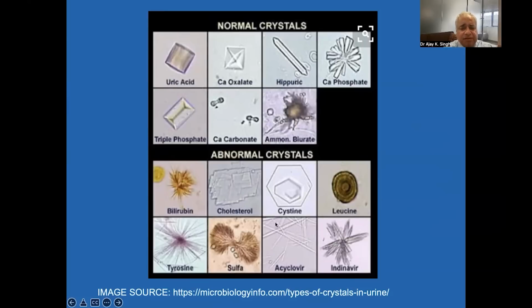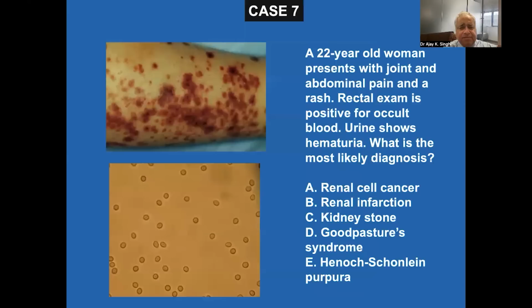And then there are other types of crystals, of which I just want to share with you the cysteine crystal, which is hexagonal with this abnormal-looking thing in the middle, or deformity. And then the acyclovir are these thin, spiky crystals that have a very typical appearance. Let's move on to case 7.